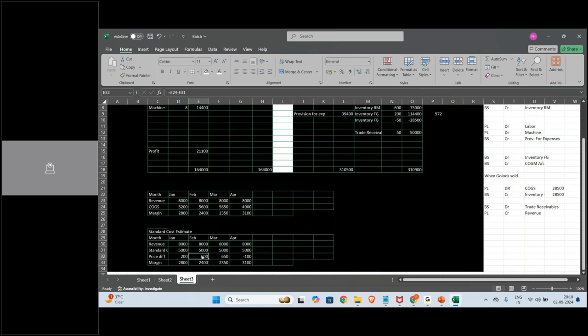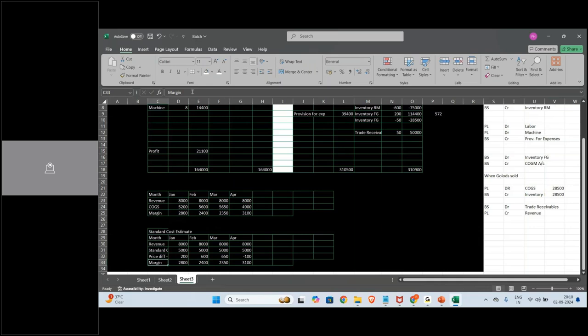Now I am showing only one row, but in your cost analysis you will find whether this difference is due to price difference in raw material cost, or because of labor cost, or because of more quantity consumed for producing the same thing. So this way, by standard cost estimate, you will be able to understand the variance and drivers of variance.